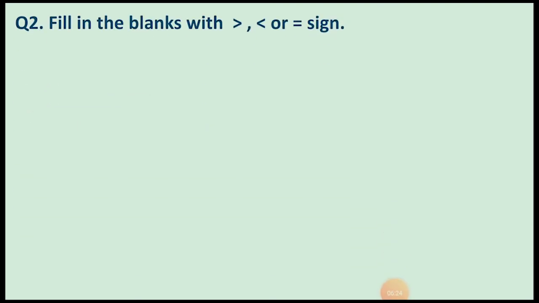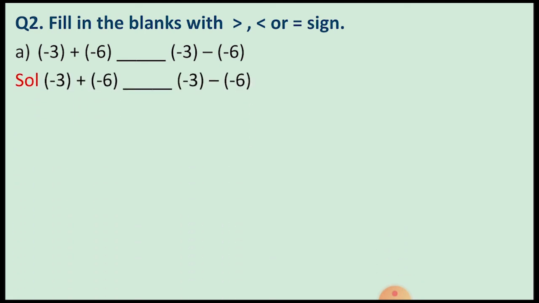Now see here, fill in the blanks with the appropriate sign. So first of all, we need to solve the given integers present on both sides of this blank. So let's solve them one by one. So here children, you can see on our LHS, that is the left hand side, we have minus 3 plus of minus 6. Fine.